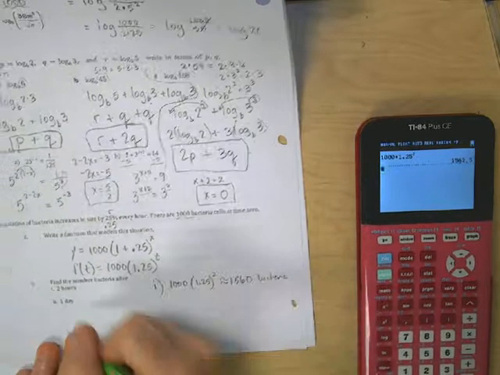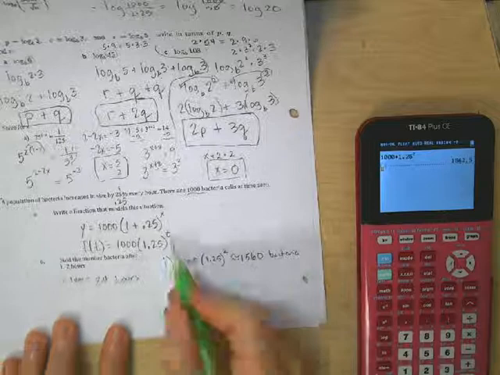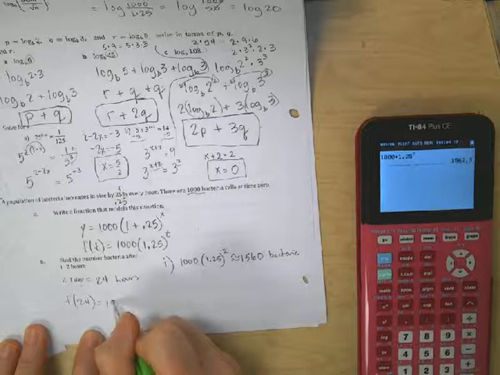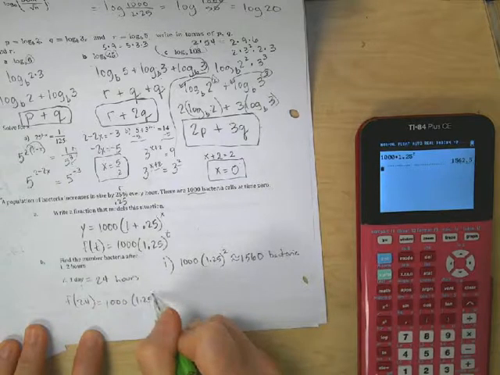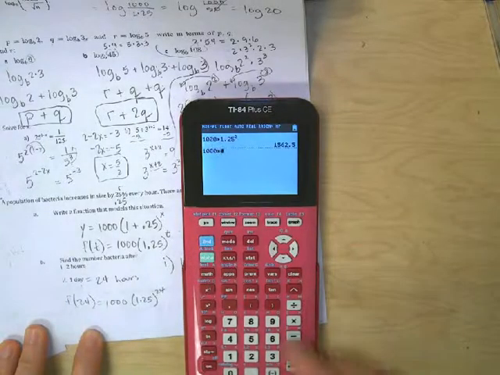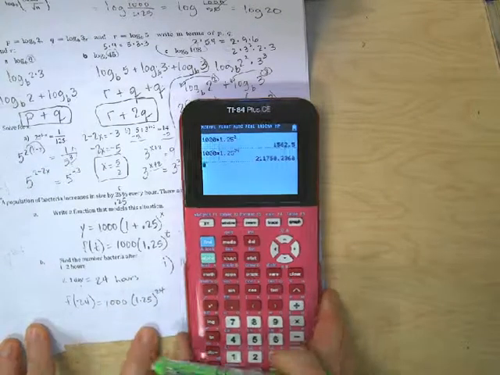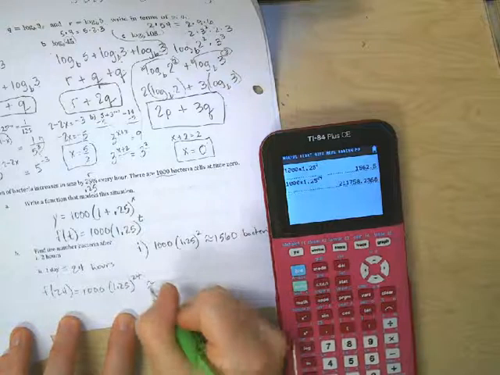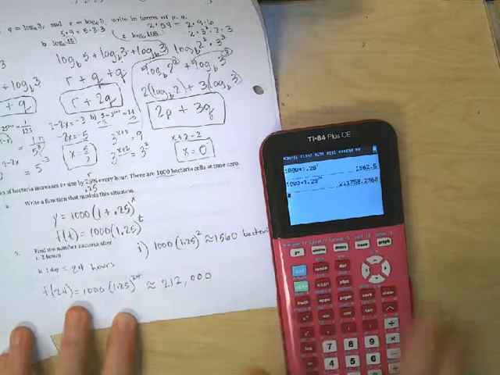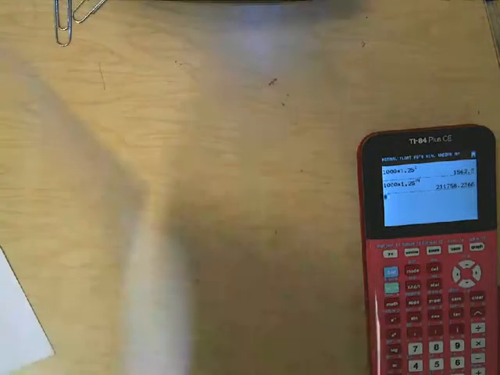Okay, and then for part 2, 1 day, well, 1 day is equal to 24 hours. So my t is going to be 24. So f of 24 is equal to 1,000 times 1.25 to the 24. Again, I'm going to use my calculator. 1,000 times 1.25 raised to the 24th power. And if I round that to 3 significant figures, I get approximately 212,000 bacteria. Okay, next problem.